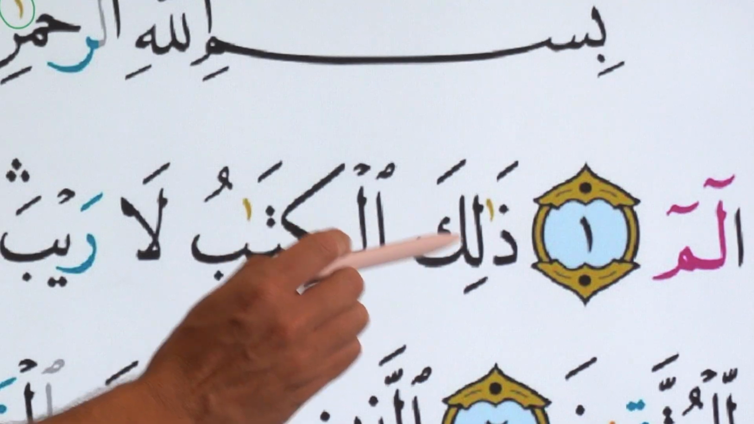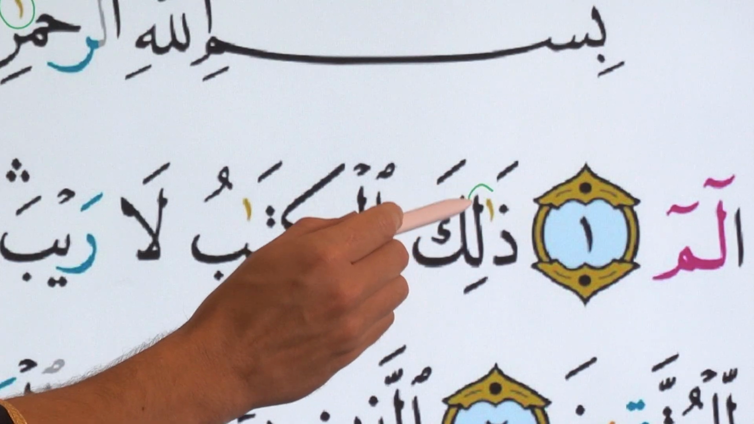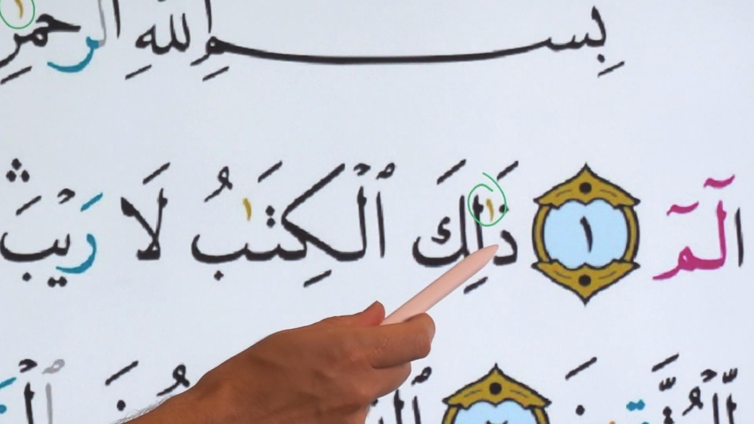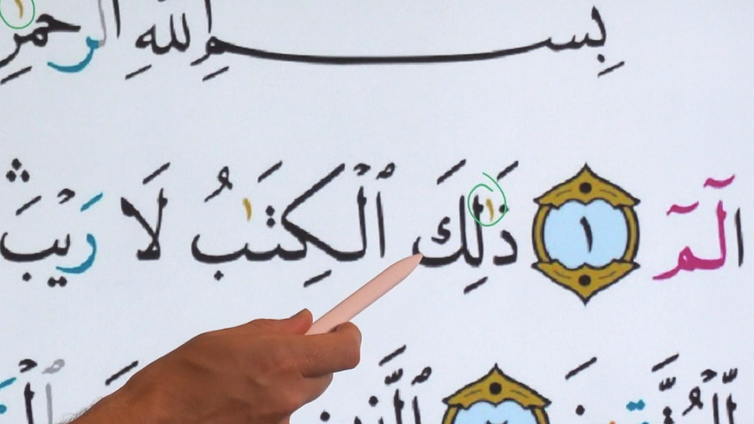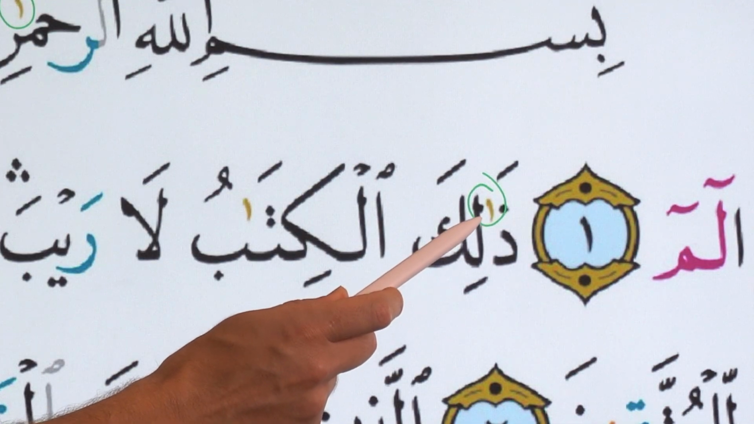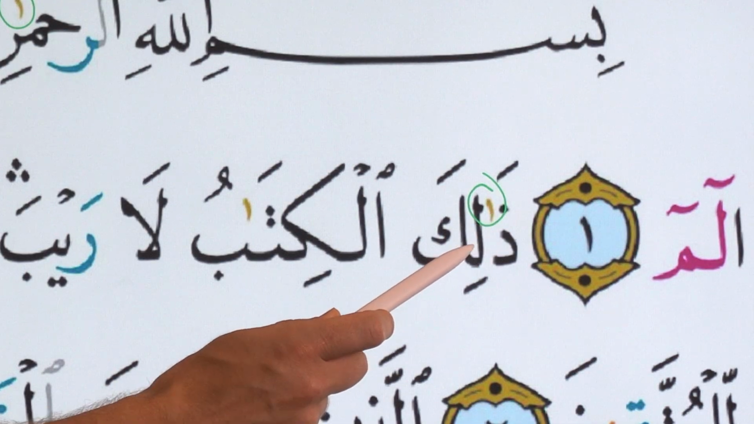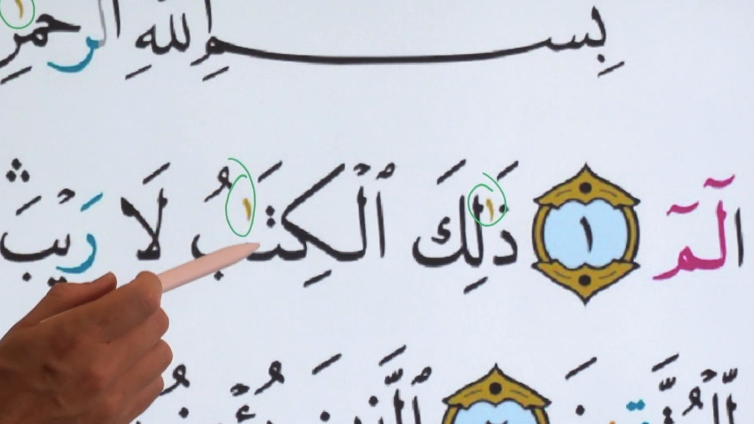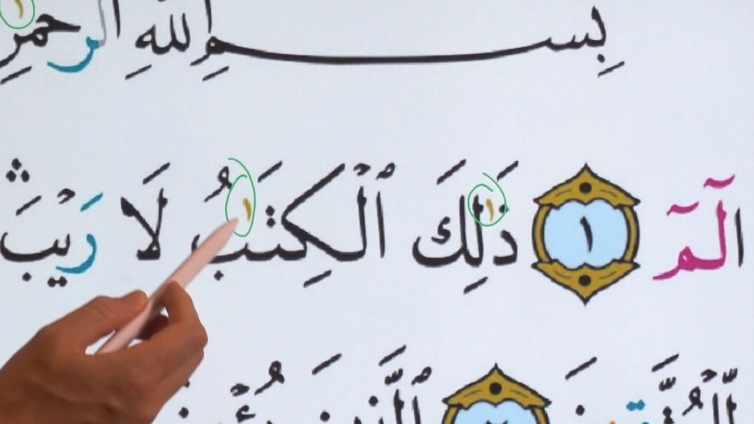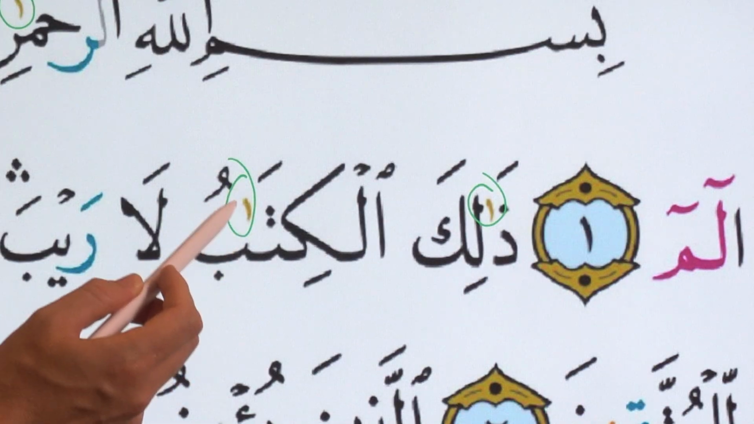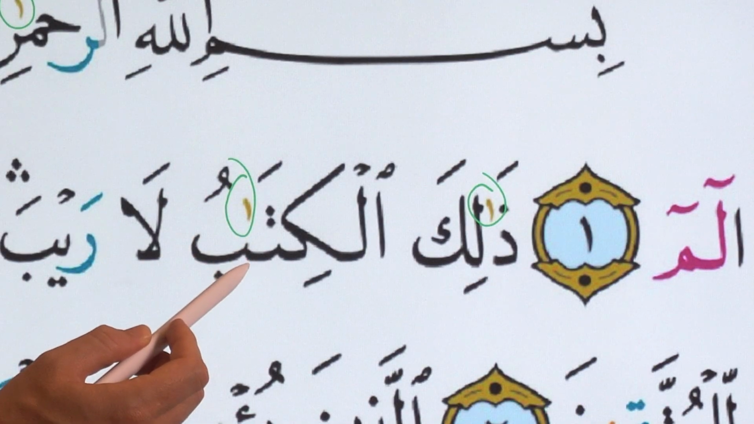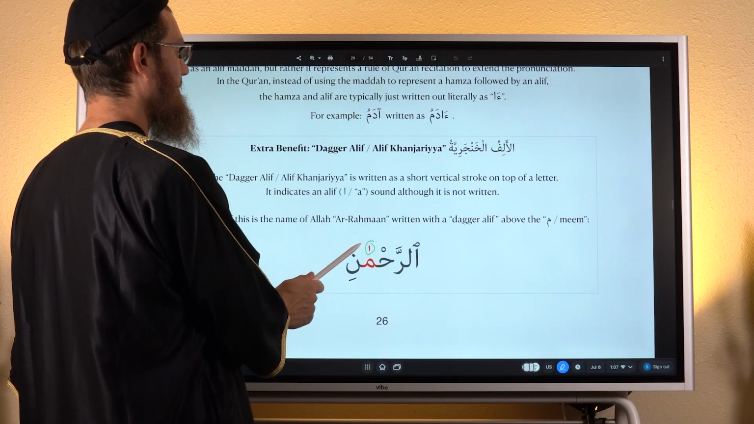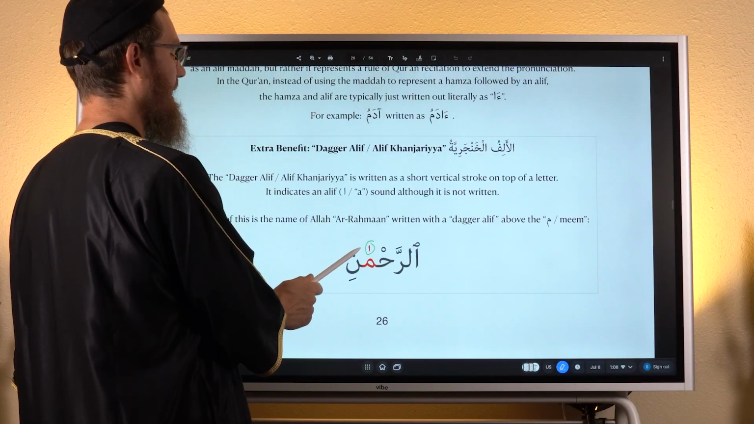The first word of the second ayah has a dagger alif above the letter Dhal. It's pronounced Dhalika, with an alif sound coming after the letter Dhal. The second word of the second ayah has a dagger alif above the letter Ta. This word is Al-Kitab. There's an A alif sound after the letter Ta. And this is the dagger alif, or alif khanjariya.